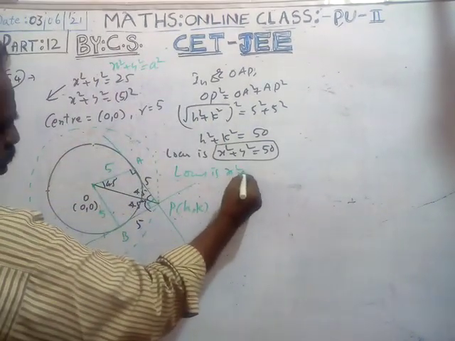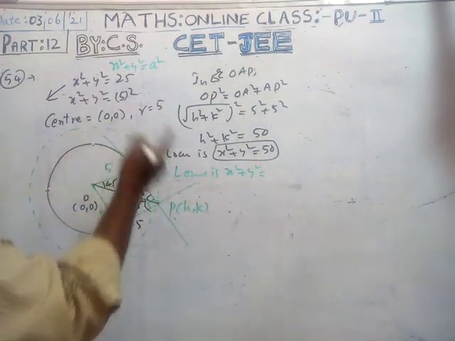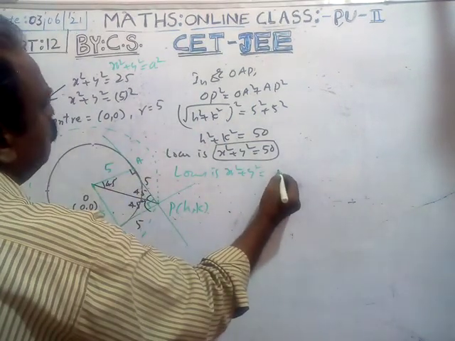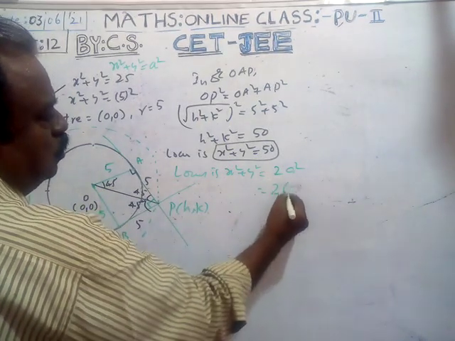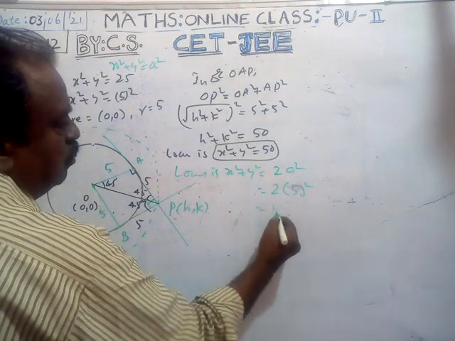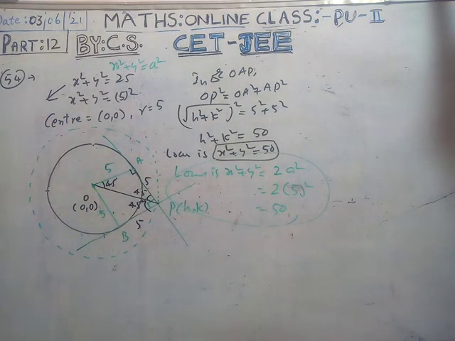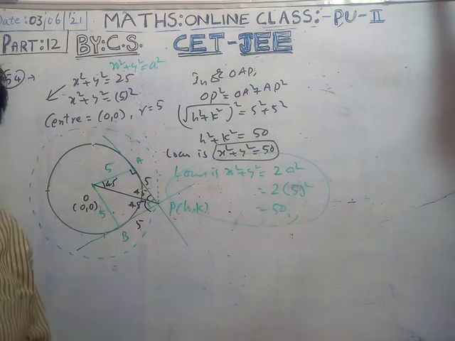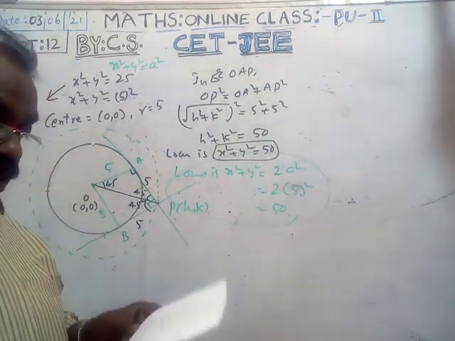It is x square plus y square, the same x term and y term. It's only radius square, 2 radius square. That means 2 into 5 square is equal to 50. We will get it like that. Next, we'll go to the next problem.